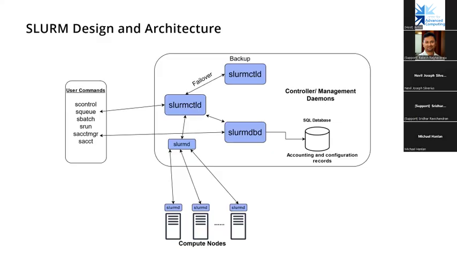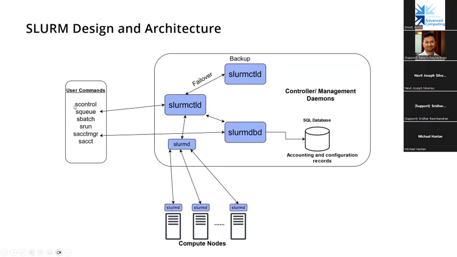To give a quick overview of SLURM architecture and design, the SLURM management node contains mainly a SLURM control daemon, slurmctld, and a SLURM database daemon, slurmdbd. And we also have an SQL database. It could be either MariaDB or MySQL, which stores all the accounting and configuration records. And we can use user commands. When I say user commands, these are SLURM utilities, both for the end user as well as administrators, to communicate with SLURM.